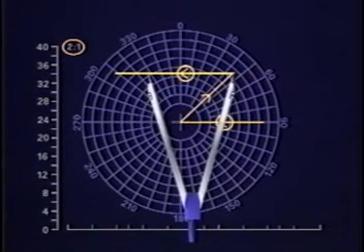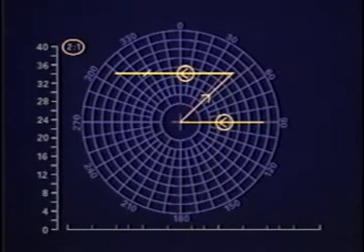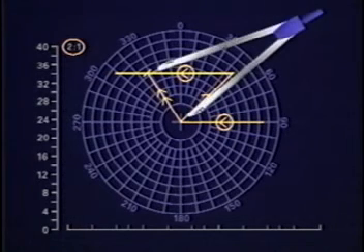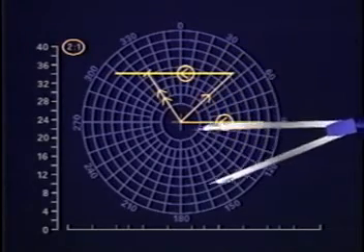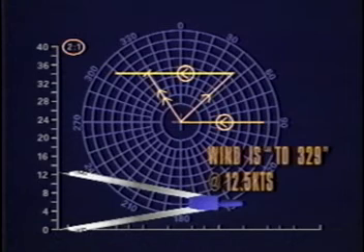Place one end of the dividers at the end of your own ship's vector, and where the other end rests along the relative line, mark this point lightly. From the center of the maneuvering board to where the relative line of your triangle was cut, lay off the true wind course and speed vector. The speed is again determined by the length of this vector. In this problem, the true wind speed is to 329 degrees at 12.5 knots.